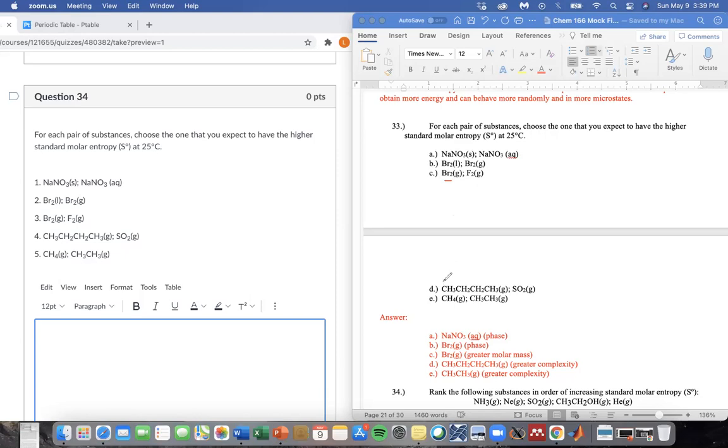And then for this next one, this molecule is way more complex than SO2 because it has so many more interactions of carbons and hydrogens and such a long carbon chain. In D, there's way more complexity in this CH3, CH2, CH2, CH3 molecule than there is in SO2. And the same thing follows for CH4 versus CH3CH3. This molecule is way more complex than this molecule, and so this one has more complexity and a greater standard molar entropy.